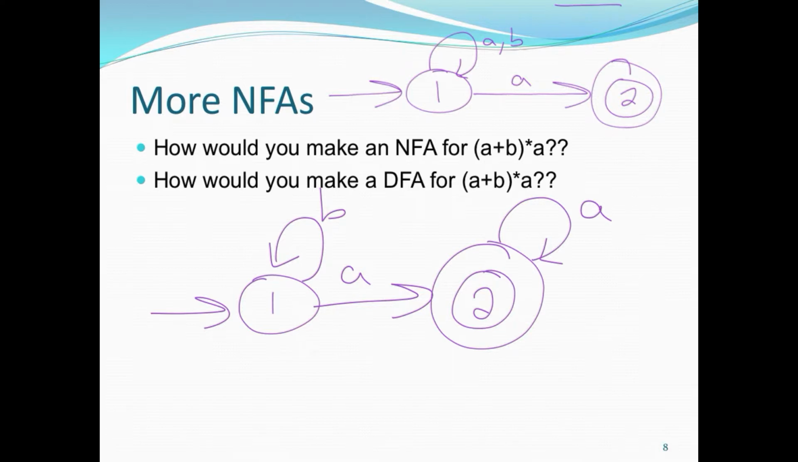But if we see a B, is this it? Do we have to go back to state 1? Because we can't stay at state 2 with B because we have to end with an A, right? So this doesn't look bad. Let's see.